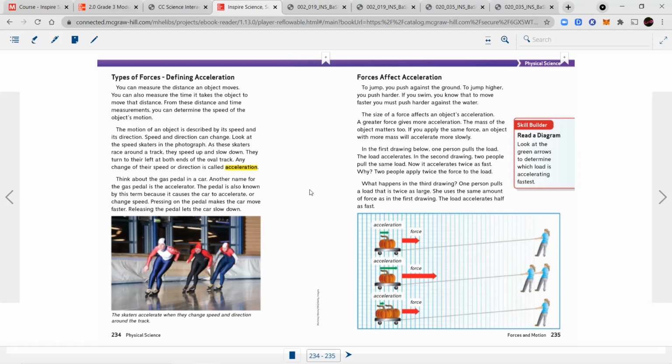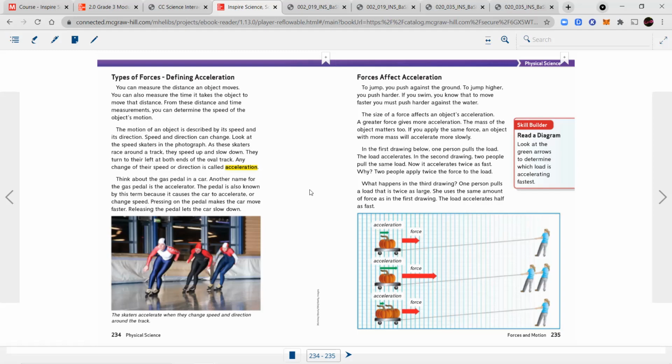The size of a force affects the object's acceleration. A greater force gives you more acceleration. The mass of the object matters too. If you apply the same force, an object with more mass will accelerate more slowly. In the first drawing below, one person pulls the load. The load accelerates. In the second drawing, two people pull the same load. Now it accelerates twice as fast.